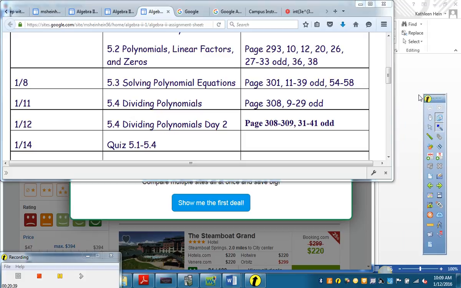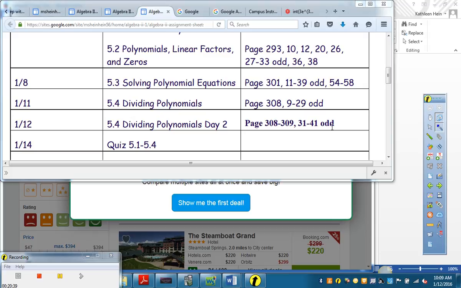But what we will have first, so you'll come in, and we will have a review group activity first. You'll get into groups, and you have basically a practice quiz that you're going to work together on in groups. And then for the second half of the class, you're going to take the quiz. Okay? We'll review the homework first, and then head to the review activity. All right? So, right now, you are working on 31 through 41 odd.